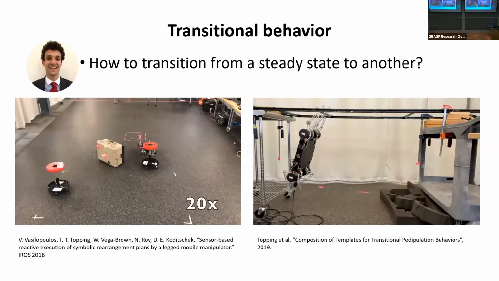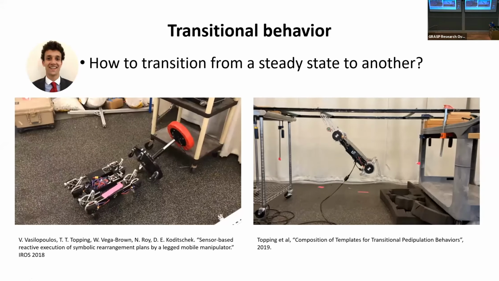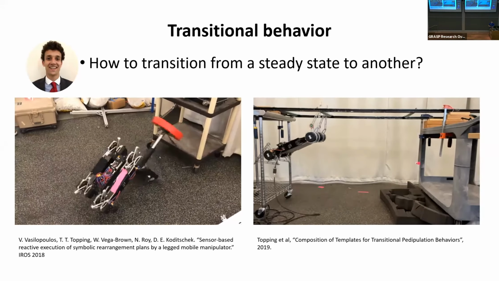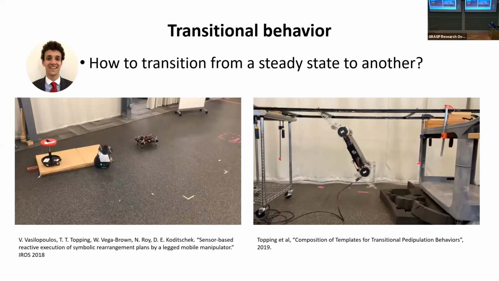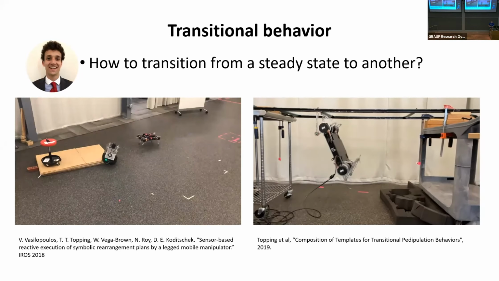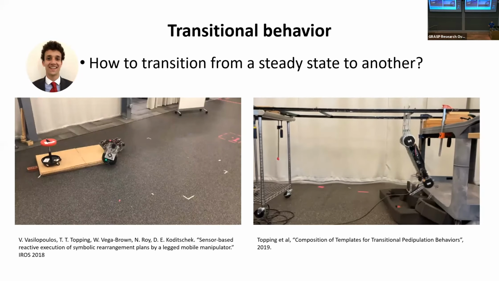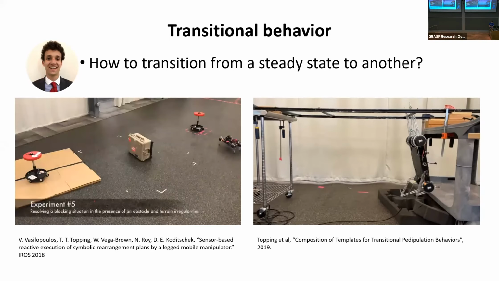So here Turner shows us that a robot can perform really awesome stuff like brachiating on the monkey bar and moving along different places and manipulating objects at the same time. This is all just using transitional behavior to stitch two different steady state systems together.